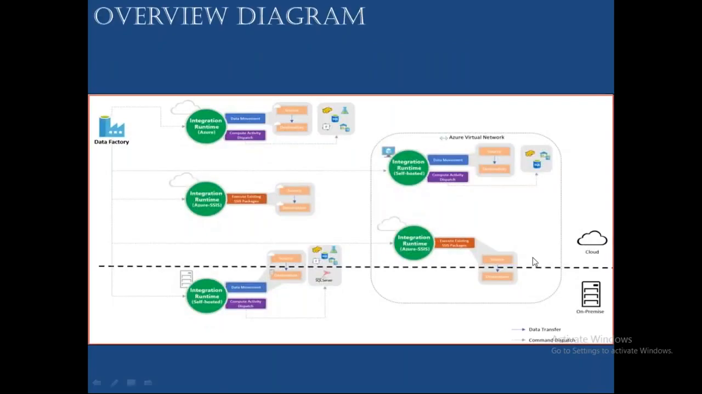Overview diagram. As you know, whenever you are moving something, it can be a table from a database or it can be a file system to the database. Whenever you're moving something from on-premise to cloud, what type of IR do we need to use? Self-hosted IR. Even when you are moving some files from your virtual network, inside a virtual machine, to the cloud, you need to use a self-hosted IR.